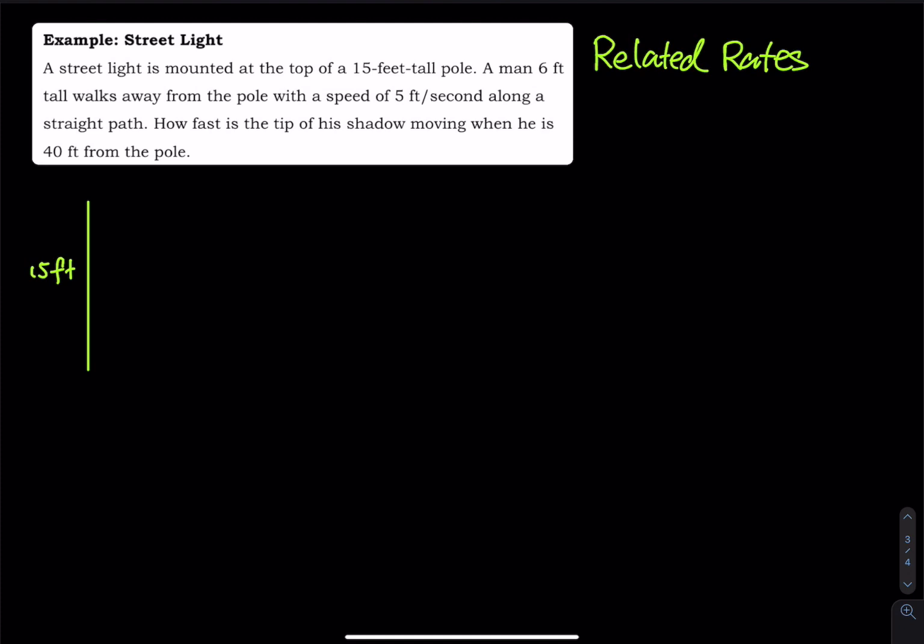So here is the man. So it's 6 feet tall. We draw another vertical line. So this man is 6 feet tall. So we have a man, and then we have a pole. So there is a distance between the pole and the man, right? So this is the distance, and then we keep reading. How fast is the tip of his shadow moving when he is 40 feet from the pole?